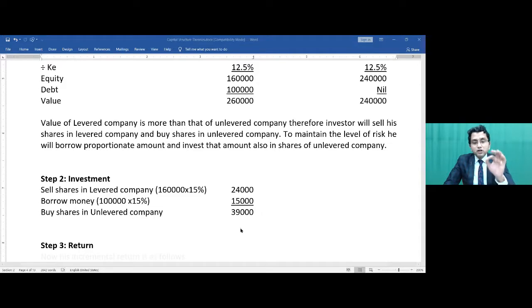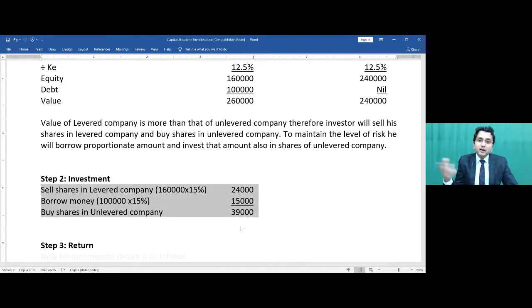Look here, your additional investment is zero. After this switchover, your bank balance will not reduce, because 24,000 you are getting by selling shares, 15,000 you are borrowing, total investment 39,000. So your additional investment is zero. Your bank balance is not reducing after this step. Your additional risk is also zero. You are maintaining your level of risk as it was in levered form. You are maintaining the same level even after switching to unlevered form. So level of risk is same, my dear. Level of investment is same. No additional investment, no additional risk.